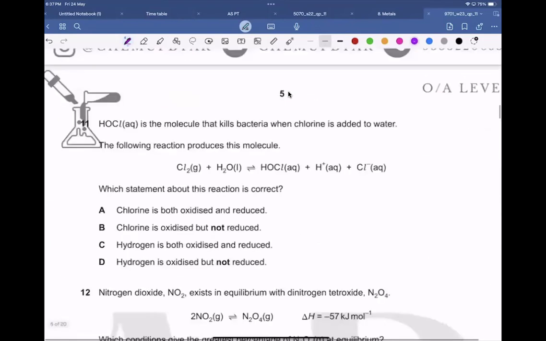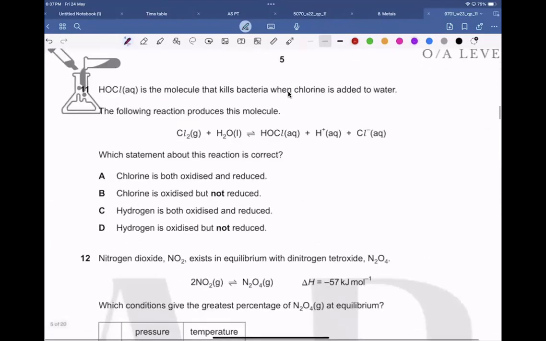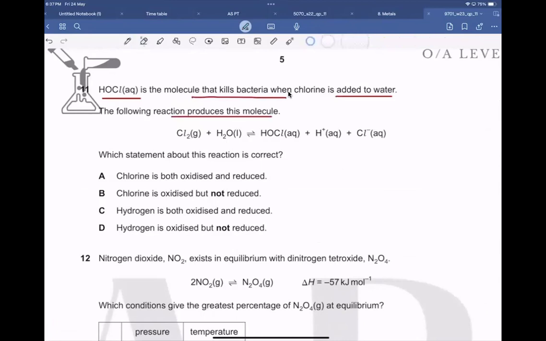Now question number 11. Aqueous HOCl is the molecule that kills bacteria when chlorine is added to water. The following reaction produces the molecule. When chlorine is reacting with the water, we are getting HOCl, hydrogen ion, and chloride ion. Which statement about this reaction is correct?